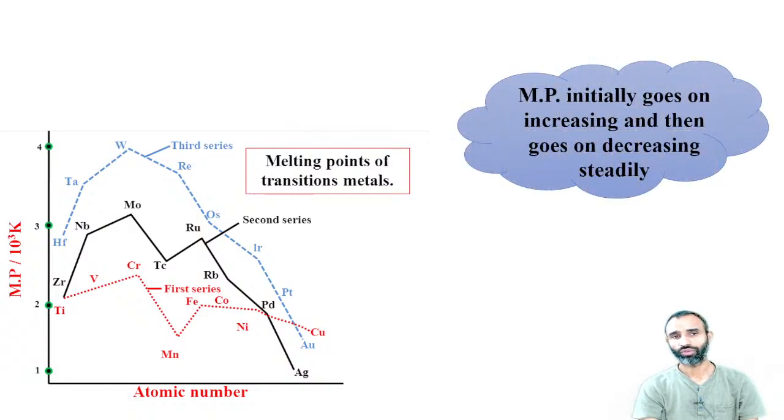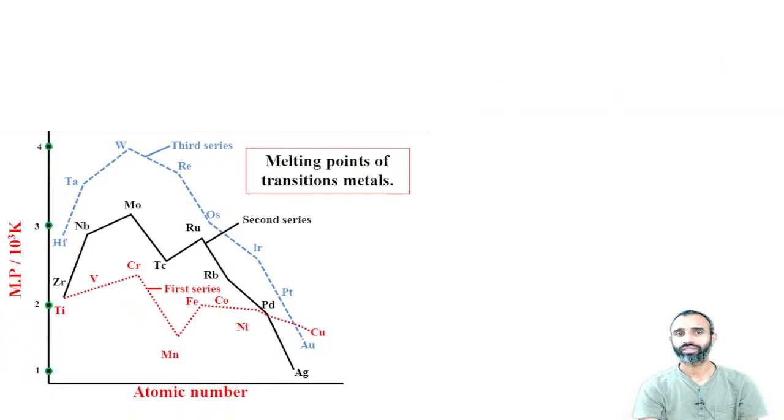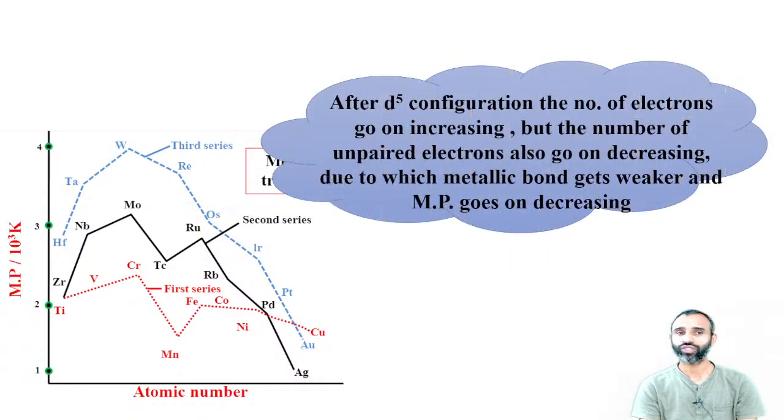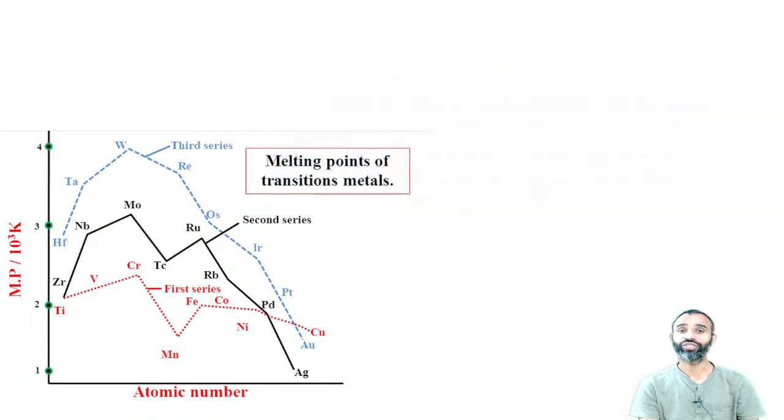So what we observe is the melting point initially goes on increasing and then decreases steadily. The reason for this behavior is that up to d5 configuration, the number of electrons goes on increasing, and the number of unpaired electrons also goes on increasing. So metallic bonding becomes stronger, and therefore the melting point increases. But after that, pairing starts. So the number of unpaired electrons decreases.